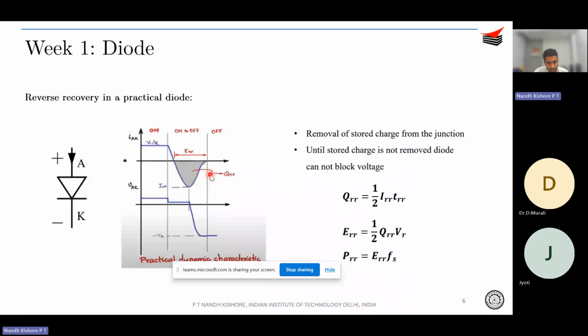So once you have a measure of the QRR, you know that the ERR, that is the energy loss, is half into QRR into VRR, right? So then once you know the reverse recovery energy, the reverse recovery power loss will be energy times frequency. That is how many times this reverse recovery is going to happen in 1 second, right? Okay, so this is a problem with practical diodes, and of course, people have come up with solutions to reduce the reverse recovery problem for diodes, such as use of a Schottky barrier diode, right?